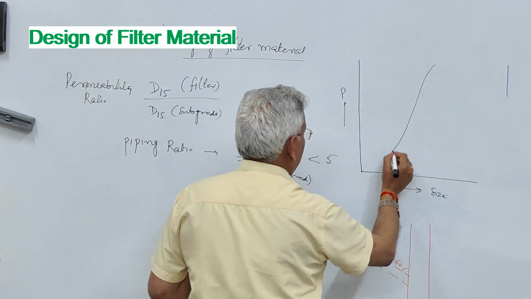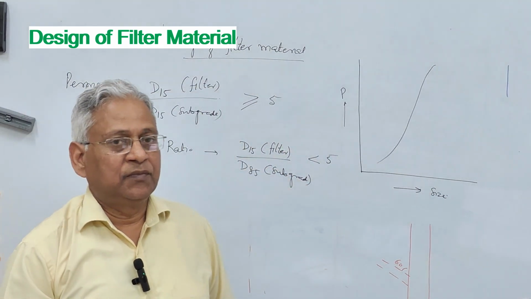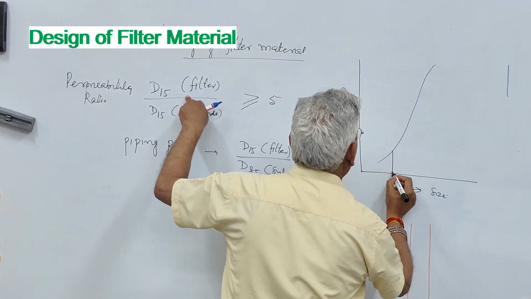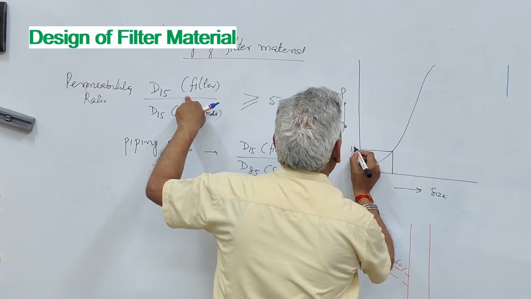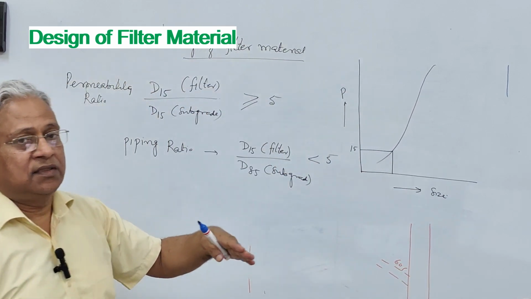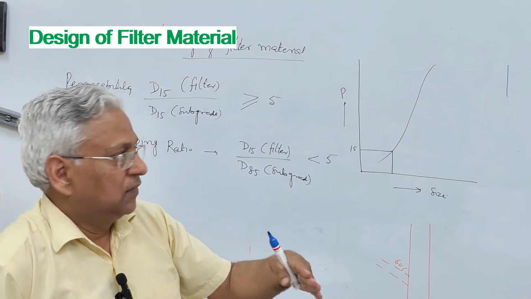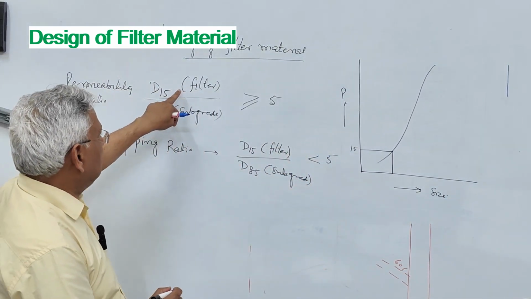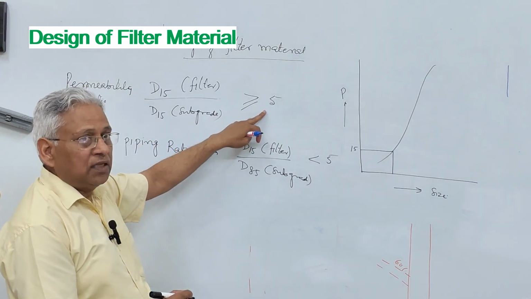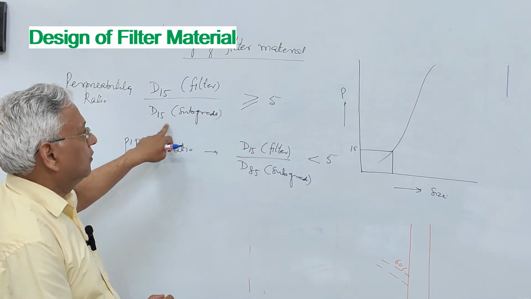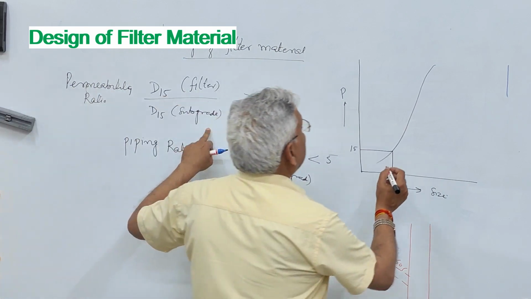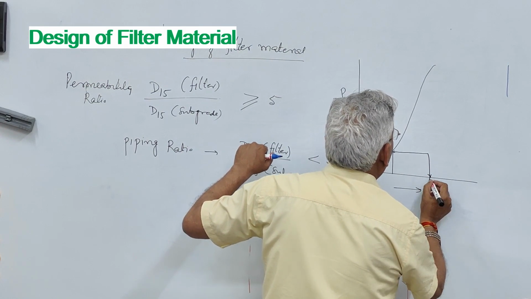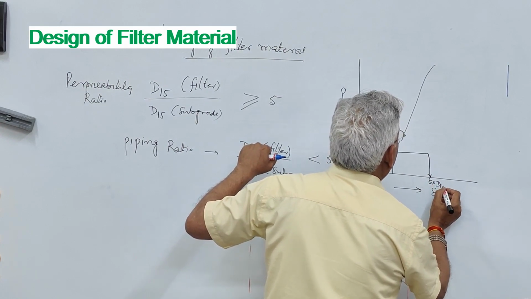So if this is the gradation of, let us say, the subgrade soil, then D15 of the filter material, that is the D15 size. D15 is the sieve size where 15% of the soil will pass. This is the D15 size. D15 for the filter should be more than or equal to 5 times D15 of the subgrade soil. So 5 times is here. Let us say this is the 5 times D15 size.